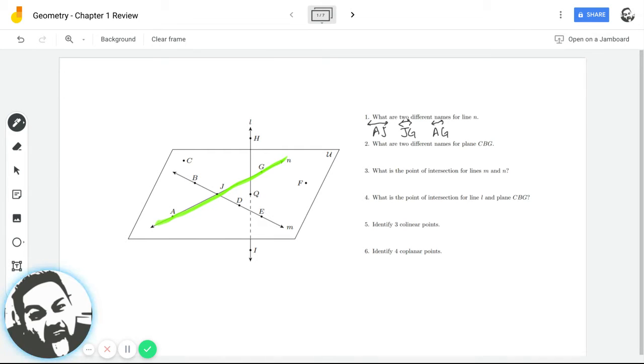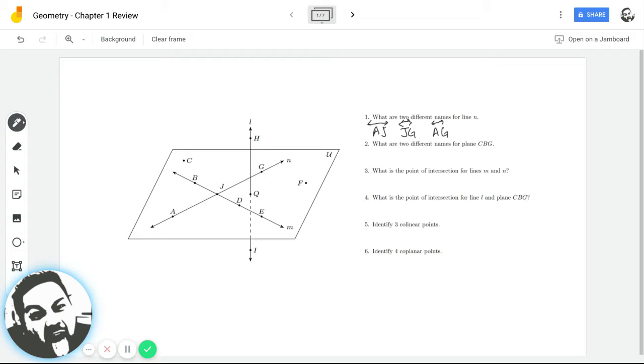You'll notice that none of my names include the letter N, and that's because N by itself names the line and not those points. All right, let's take a look. Question number 2. What are 2 different names for plane CBG? All right, so here the reminder is you need to pick 3 points. And those 3 points need to form a triangle and be on the plane at the same time.